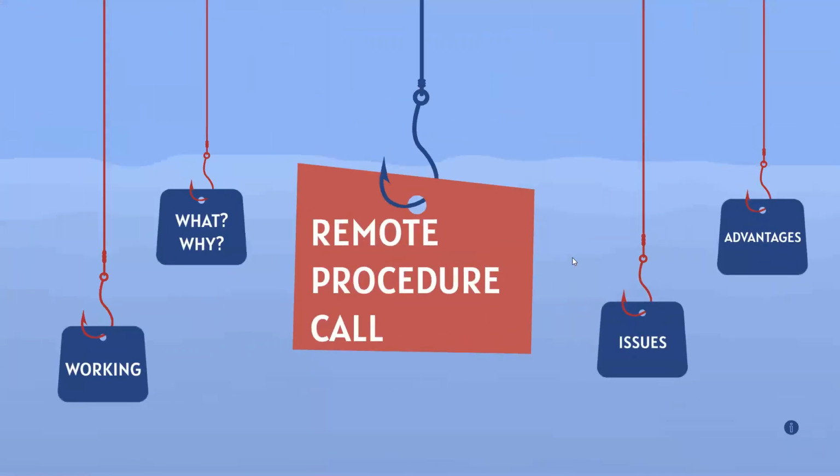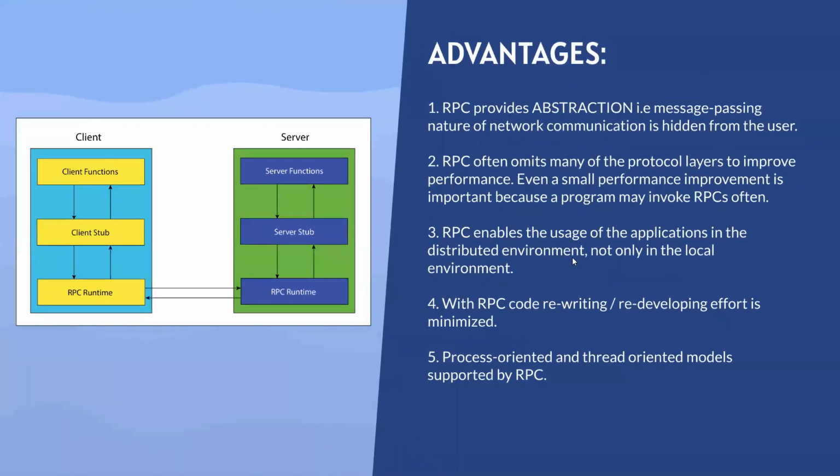Now let's go through some advantages. RPC provides abstraction, that is, the message-passing nature of network communication is hidden from the user. That means my user doesn't have any information about the network. It doesn't have any information on how a particular service is performed and the message is returned back. It just knows that I have to send a message in a particular way with proper parameters and I'll get my service back.